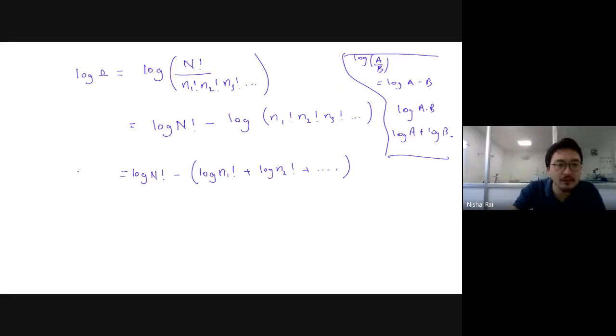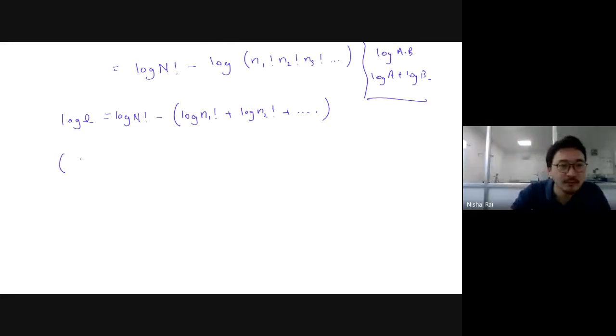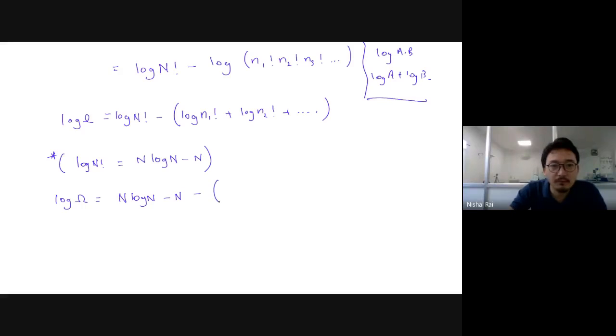Now we'll use what? Stirling's approximation. Do you all remember Stirling's approximation? What was the Stirling's approximation? Log of n factorial can be written as n log of n minus n. This is your Stirling's approximation. So we will put this over there, and it will be n log of n minus n over here.